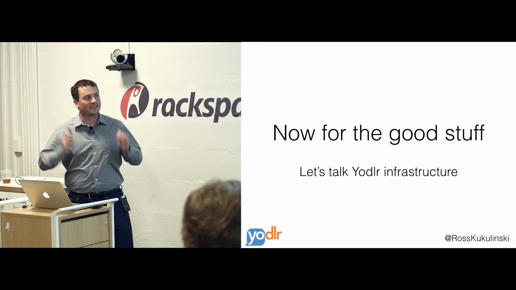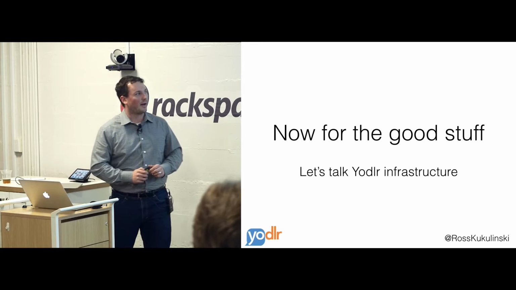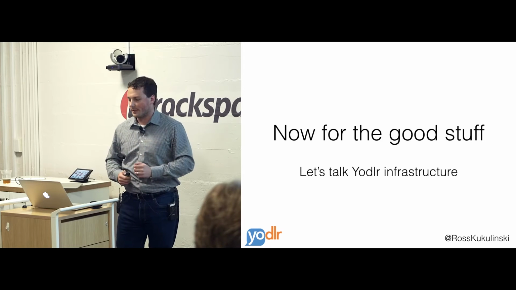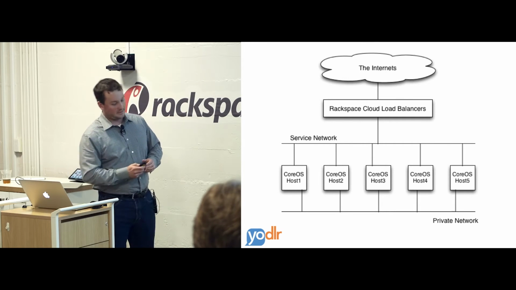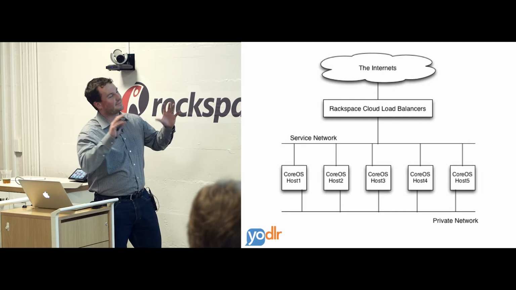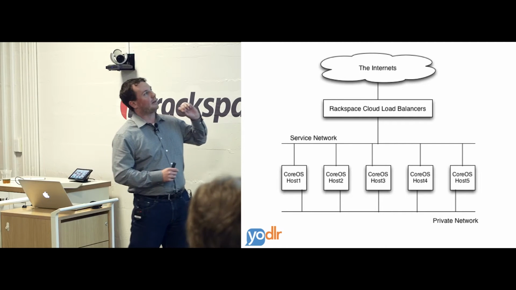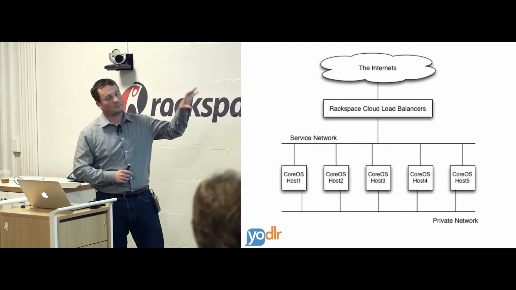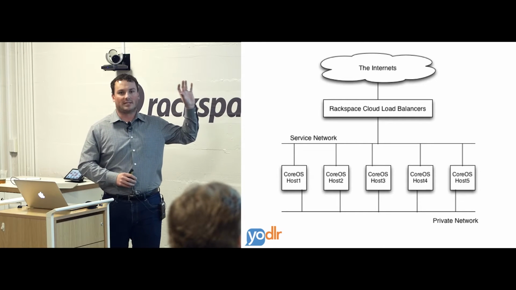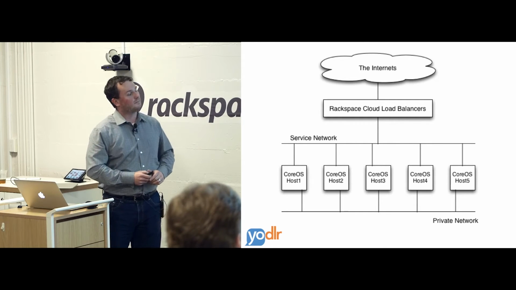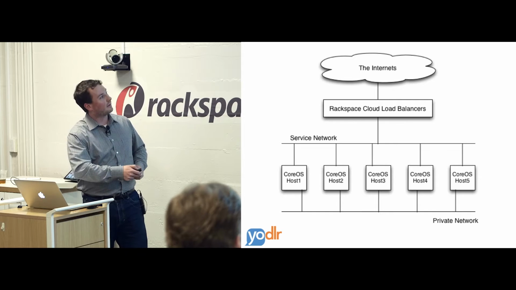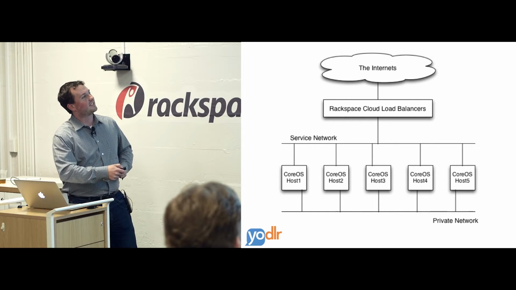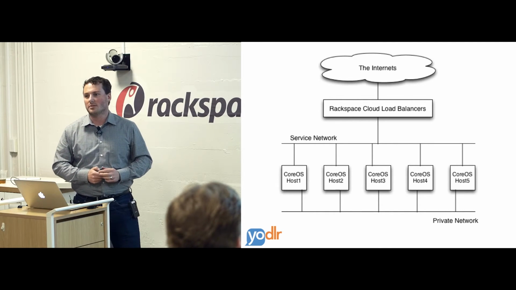OK, let's talk about now the good stuff. So how does our infrastructure actually look like? So this is our current infrastructure. Wow, it's a simplified version. Basically, we have the public internet talking to Rackspace's cloud load balancers. You could do EC2 load balancers. Let's see if I've got a pointer here. Aha, I've got a pointer. Excellent. So you could use EC2 load balancers as well.